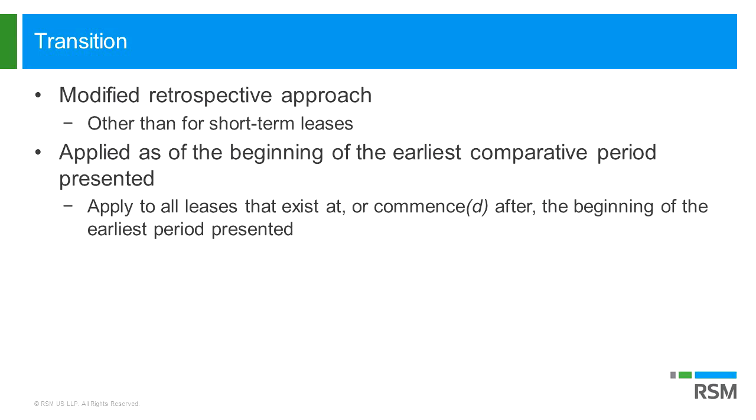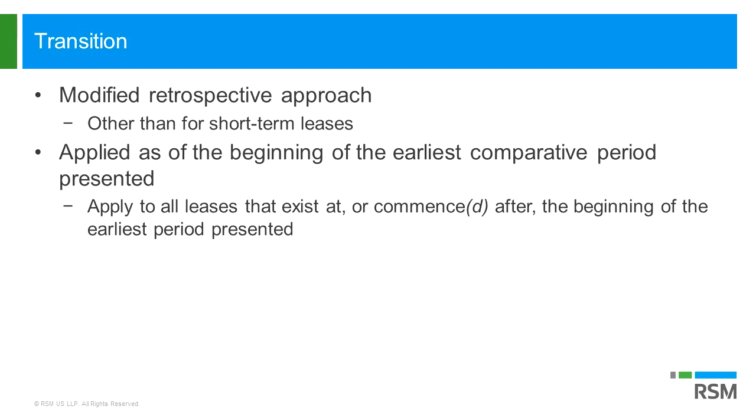The transition approach is a modified retrospective approach. The entity must recognize and measure all leases, other than those that apply to the short-term exception, that exist at the beginning of the earliest comparative period presented using a modified retrospective approach. The full retrospective or prospective transition is not allowed under ASC 842.